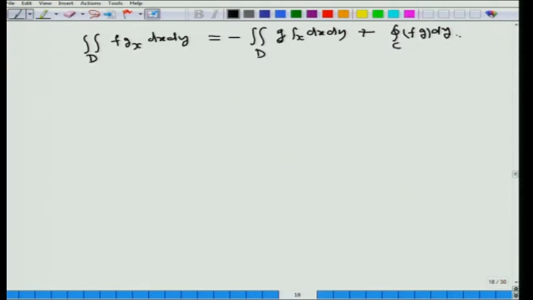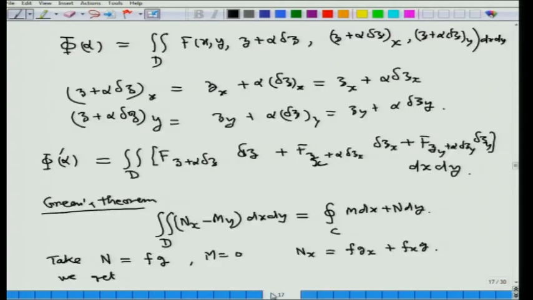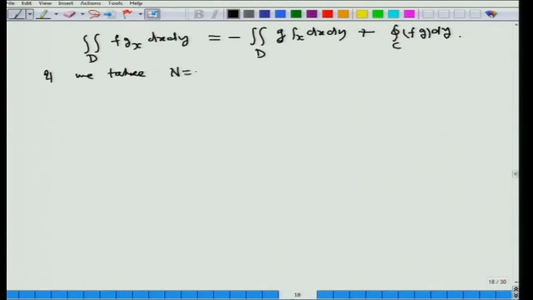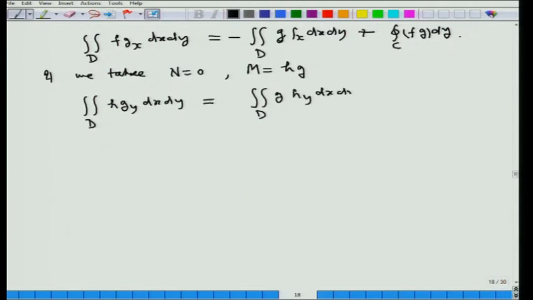Similarly, earlier we took N equal to f g, and now we will take M here and N equal to 0. So, N equal to 0 and M equal to, let us say, h g, or we can take minus h g, whatever you want. Then multiplying by minus, we get the integral of g h_y dx dy, and minus this over the boundary g h dx. So, that is one thing.